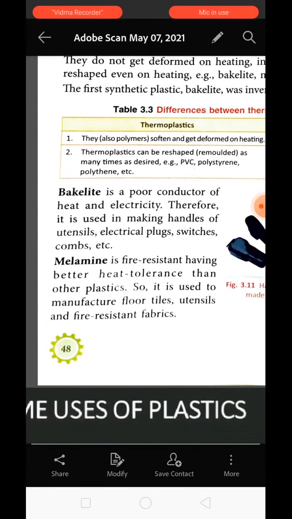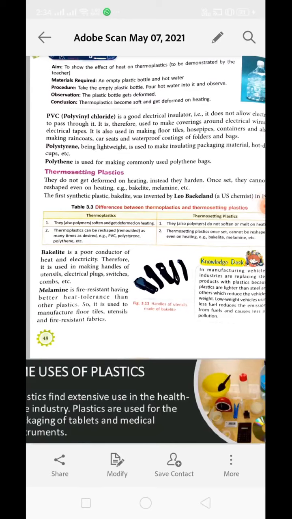Now next is melamine. Melamine is fire resistant, having increased heat tolerance than other plastics. So it is used to manufacture floor tiles, utensils, and fire resistant fabric. Fire resistant fabric means the one which is worn by firefighters while extinguishing the fire.